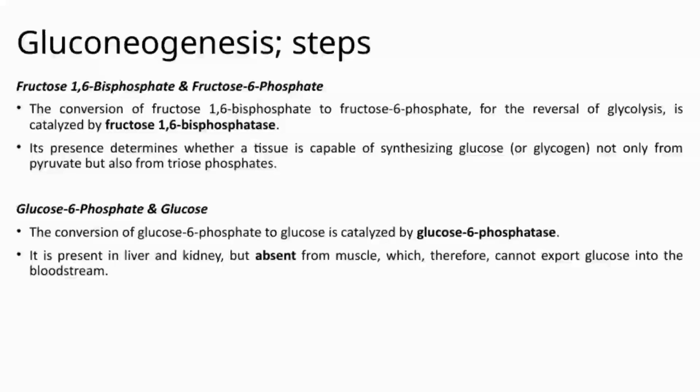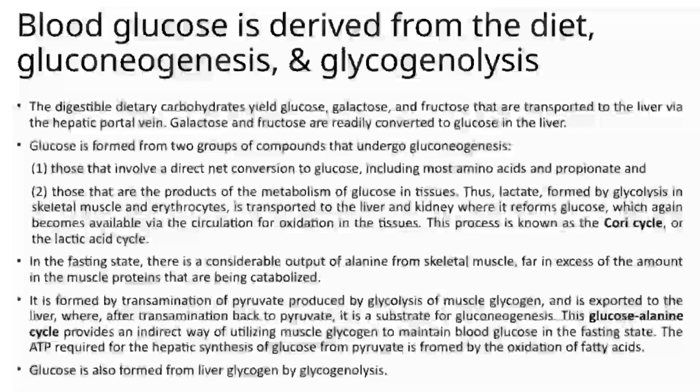Connecting this to the overall theme, understanding these pathways helps us appreciate how gluconeogenesis supports blood sugar regulation and energy homeostasis. Blood glucose levels are influenced by several key processes, including diet, gluconeogenesis, and glycogenolysis. When we consume digestible carbohydrates, they are broken down into glucose, galactose, and fructose, which are transported to the liver via the hepatic portal vein. In the liver, galactose and fructose are quickly converted into glucose, helping maintain blood sugar levels.